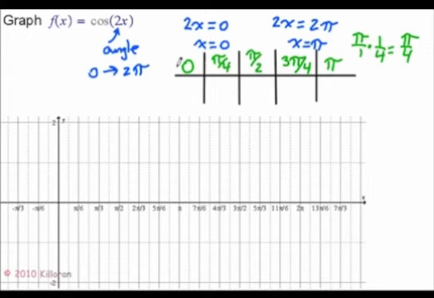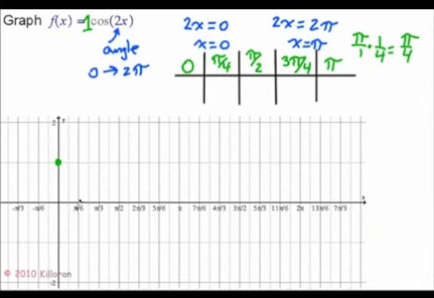So when I do my cuts for the cosine, cosine starts high. The amplitude of this thing is just 1. So the cosine is going to start here. But instead of my normal cuts of 0, pi over 2, pi, and so forth, we're going to do 0, pi over 4, pi over 2, 3 pi over 4, and pi. So I'm going to be looking for my pi over 4.